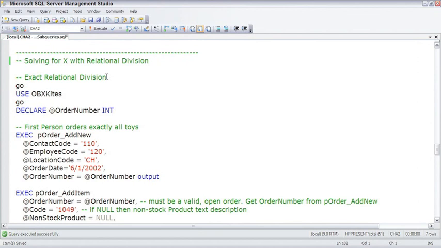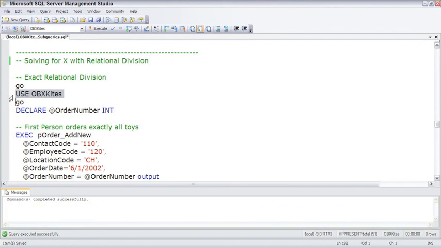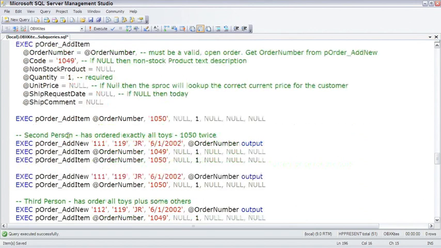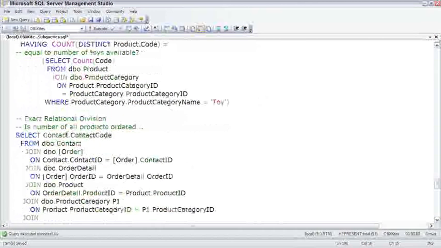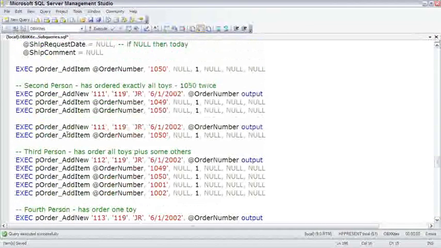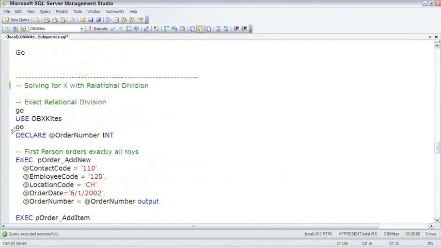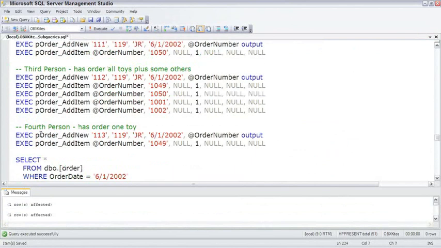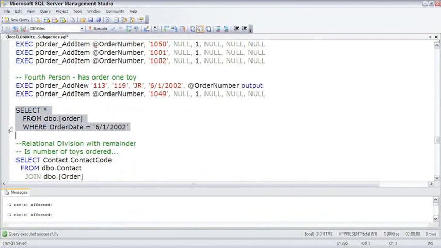So let me go ahead and set up this problem first, then we'll walk through the queries that can do relational division. Switching to the OBX Kites database, and let me just show you ahead of time before we run all of this. This is going to add some orders and add items to the orders, so we have enough customers who have ordered all of the toys. And what we're going to ask is, which customers have ordered every toy that the OBX Kites store sells? And then we can say, who has ordered all the toys and additional items as well? And that's the two ways of doing relational division, with remainder and without a remainder. So we'll set up the data. Executed successfully. This is just if you want to test and see yes, is all the data there.